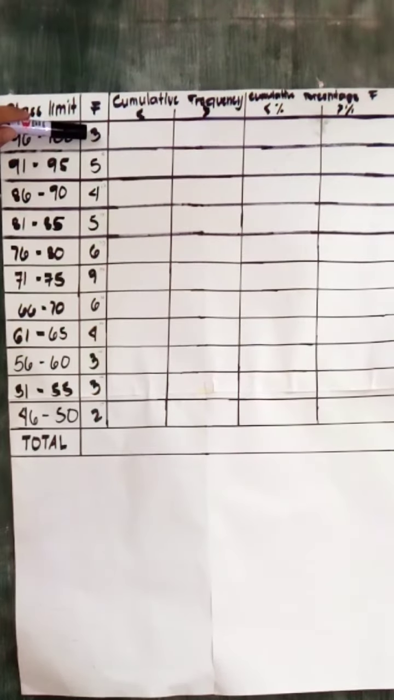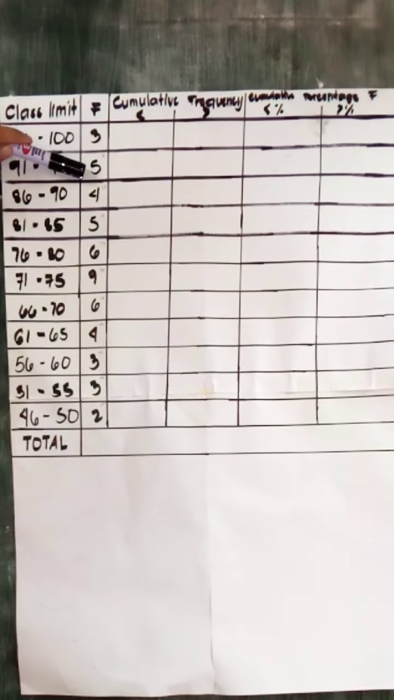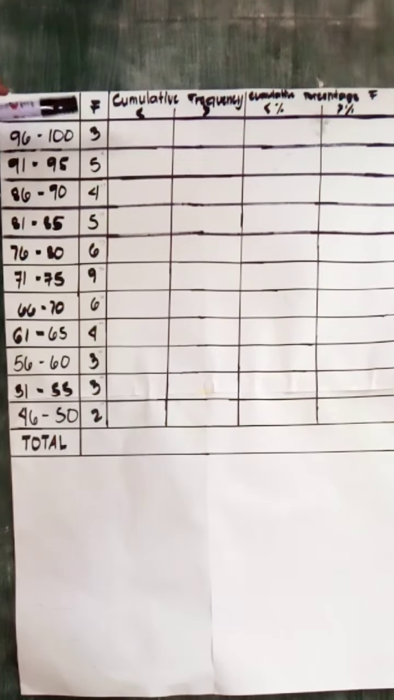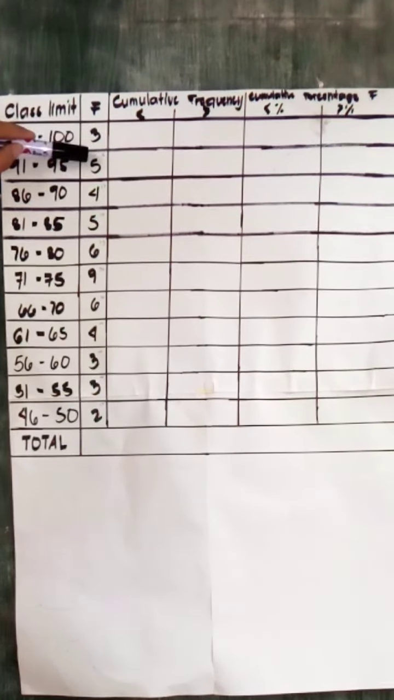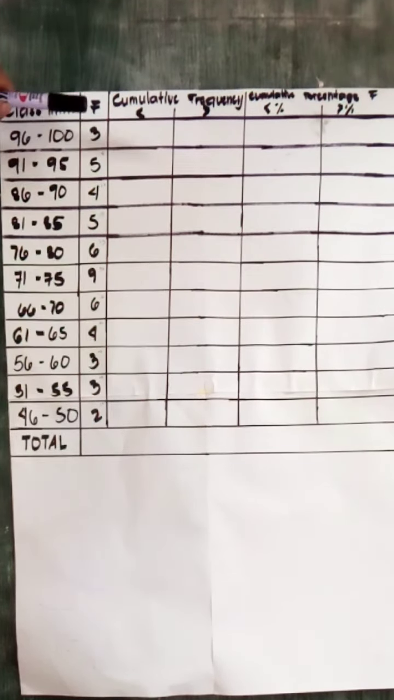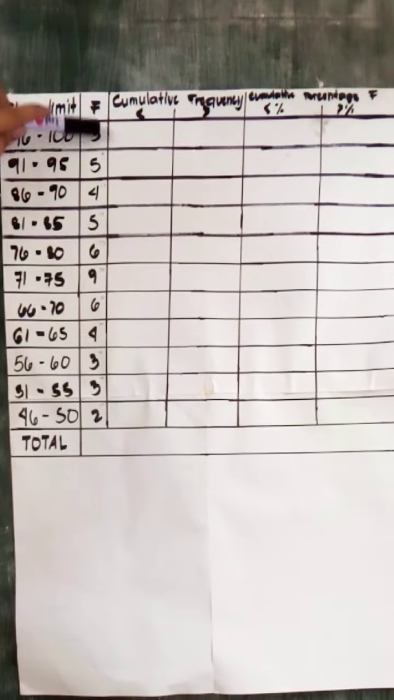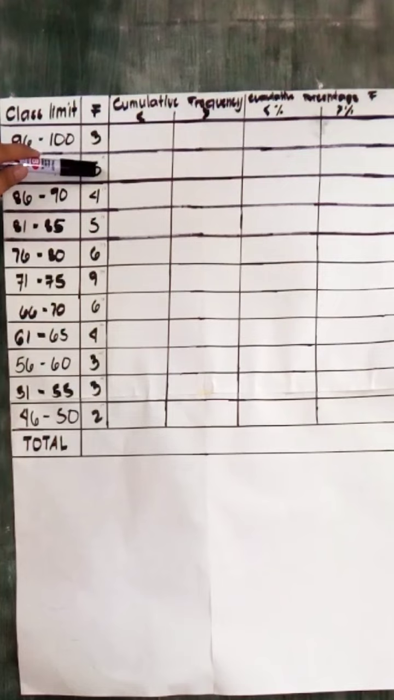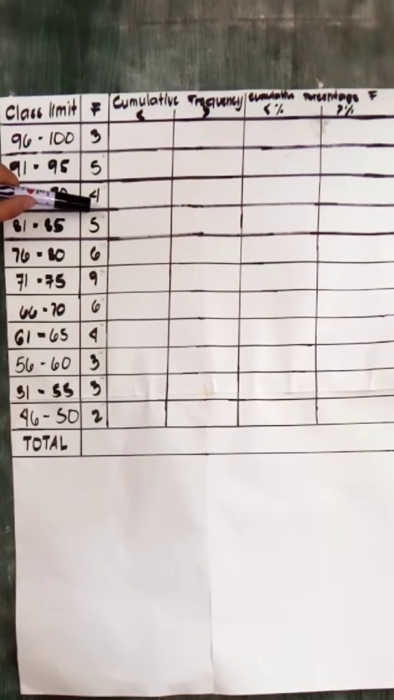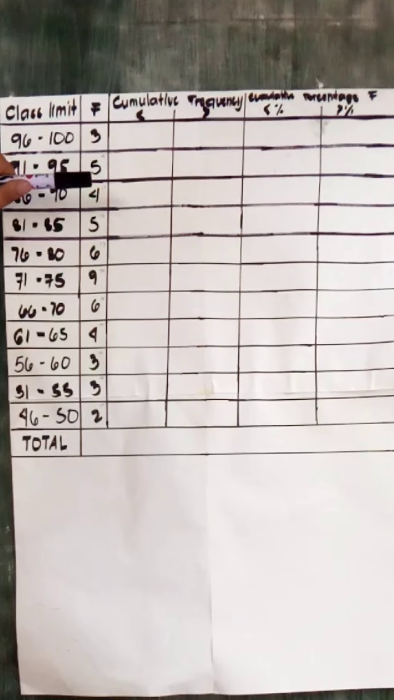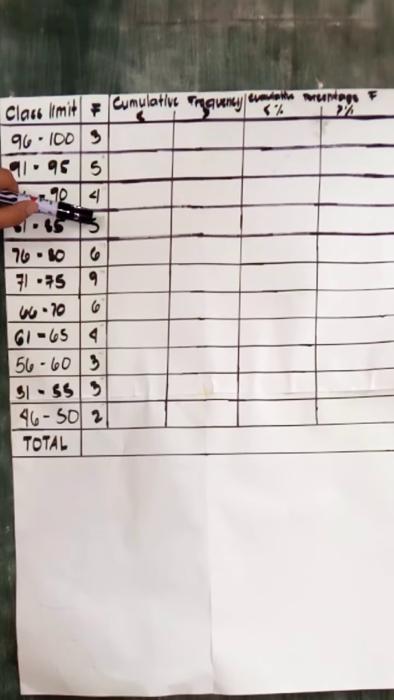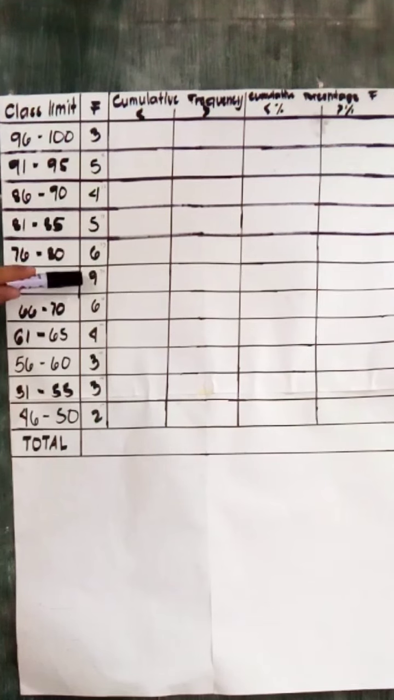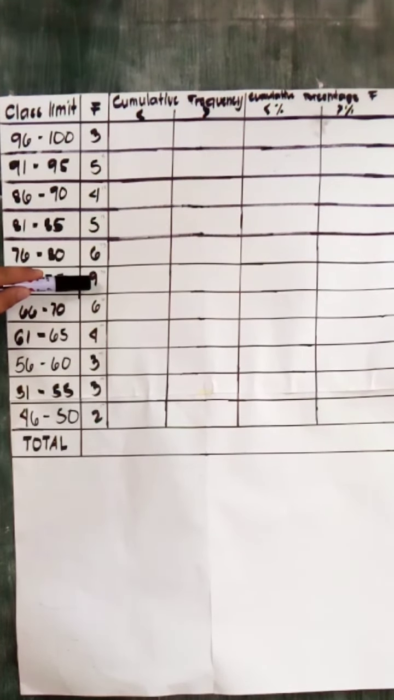So we have 3 in the first row, and 5 in the second row. We will add 3 to 5 to get the total frequency. All you need to do is add all the frequencies to get the total answer. So 3 plus 5 is equal to 8. 8 plus 4 is equal to 12. 12 plus 5 is equal to 17. 17 plus 6 is equal to 23. 23 plus 9 is equal to 32.